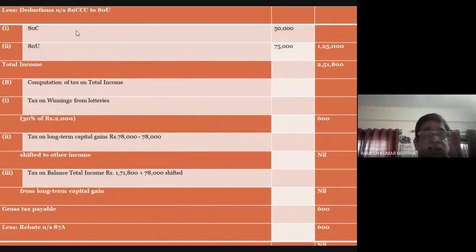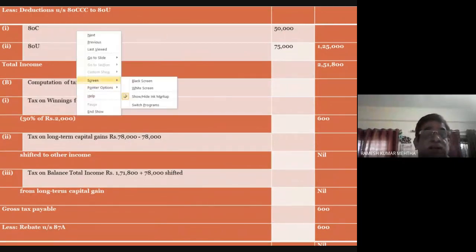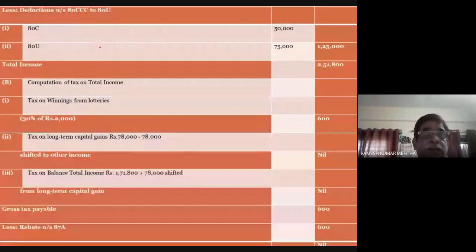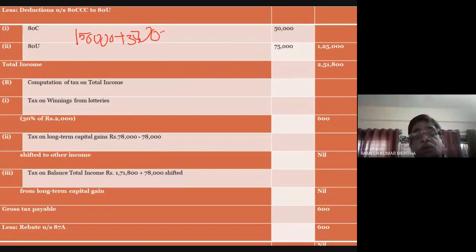Now, there are some deductions which are qualified because the assessee has invested some amount. Under section 80C, he has invested in PPF and National Savings Certificate, 15,000 and 35,000. So the total amount which is qualified under section 80C is 50,000.